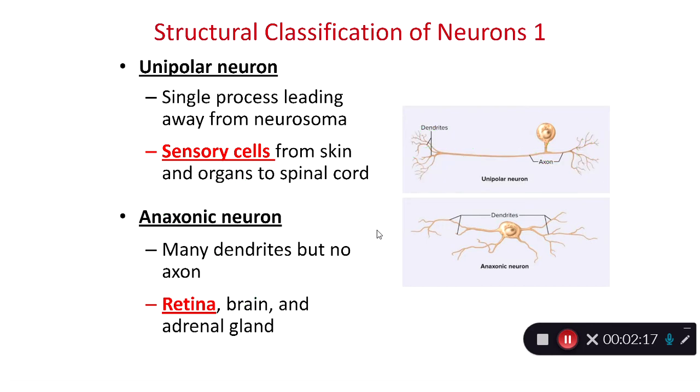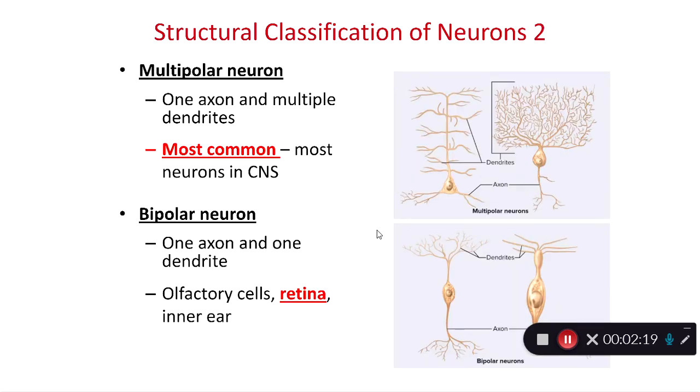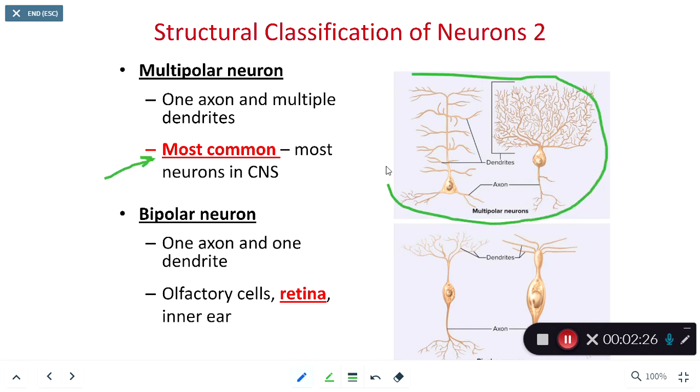We also can have multipolar neurons, and multipolar neurons are by far the most common. There are many variations of these multipolar neurons. For example, this one with a triangular shaped neurosoma is referred to as a pyramidal cell. And if we get to lab, you can see some pyramidal cells within the histology slides that we have in lab.